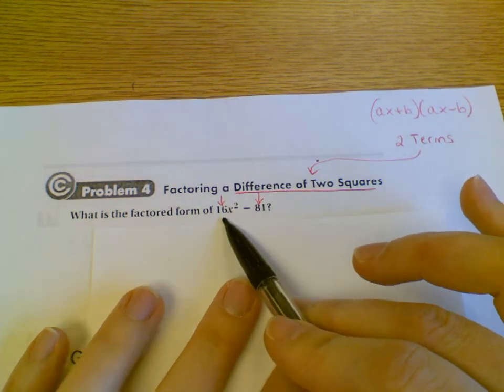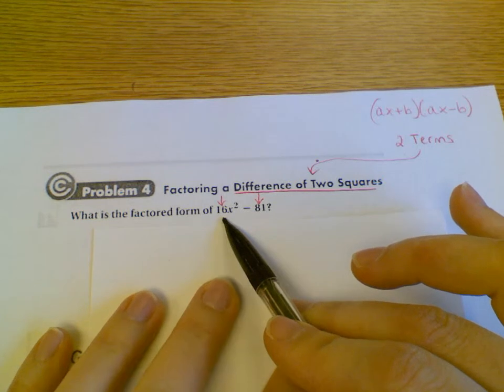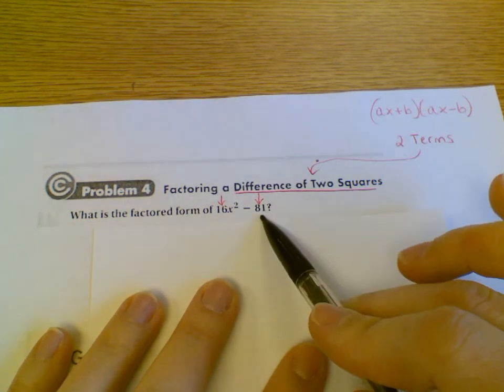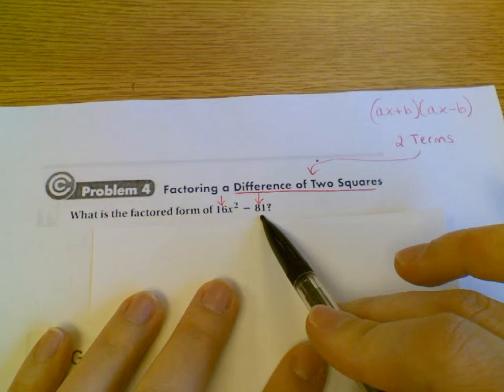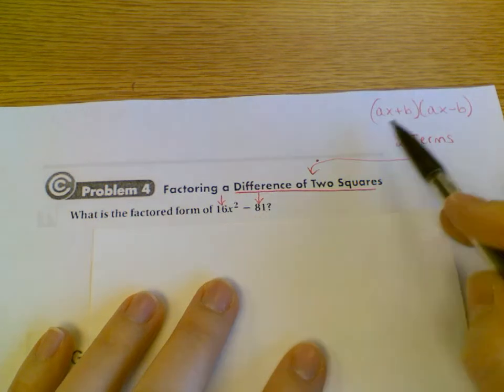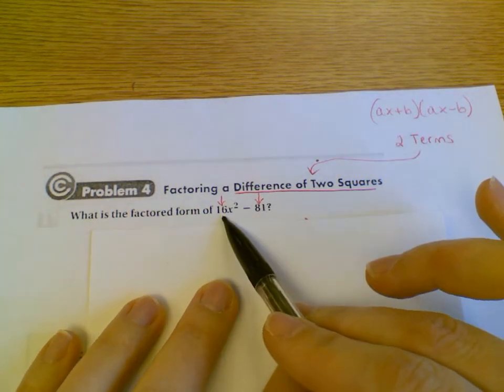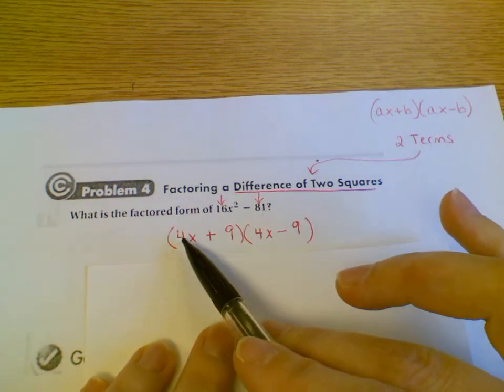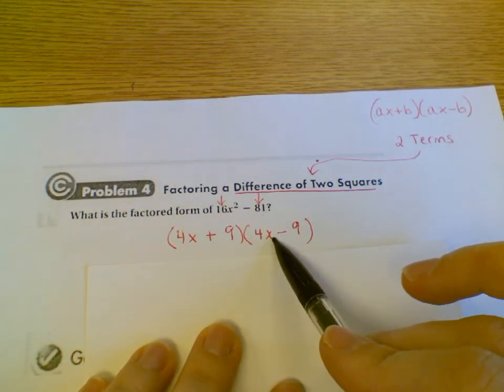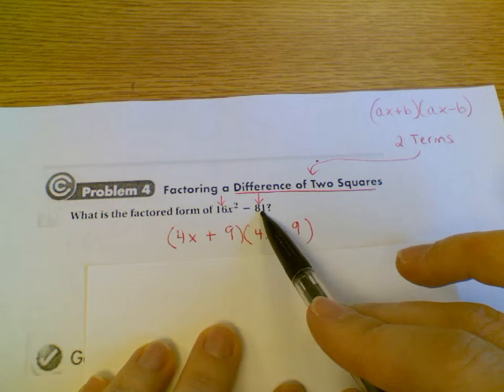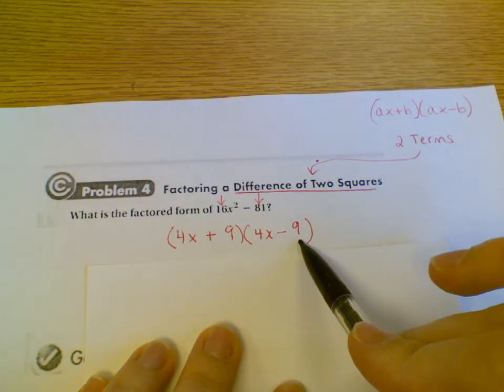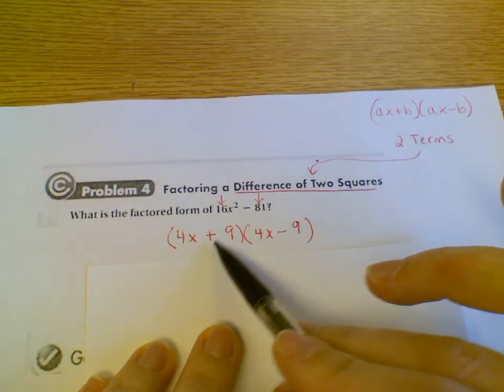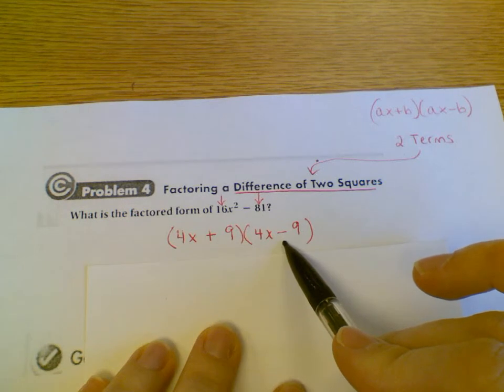Well, 16 is a square, meaning if I did the square root, it'd be a whole number. 81 is a square, meaning if I did the square root, it'd be a whole number. So I can write it in this form. The square root of 16 would be 4, so I'd put 4x and 4x at the beginning. Square root of 81 is 9, put 9 and 9 at the end, and then since it's negative, I want a sign of each so that it times to negative.